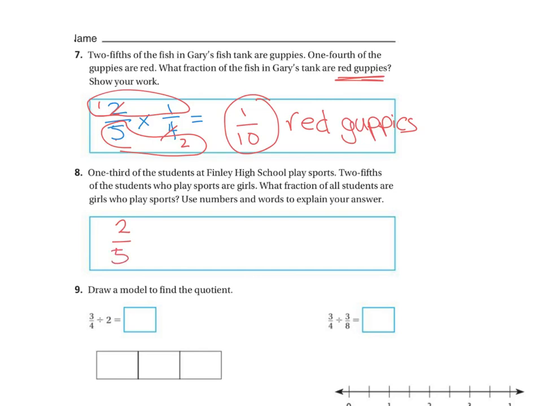so 1/3 of them play sports. So 1/3 play sports, and 2/5 are girls. So if I multiply them together, I should get the fraction of students who are girls. There's no cross-canceling because 5 and 1 can't cross-cancel, and neither can 2 and 3, so it should be a number that doesn't need simplifying. So 2 times 1 is 2, and 3 times 5 is 15. So that means 2/15 of all students are girls who play sports.